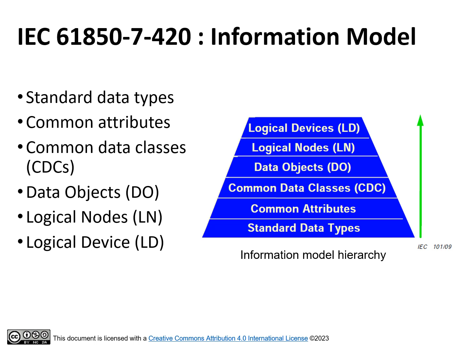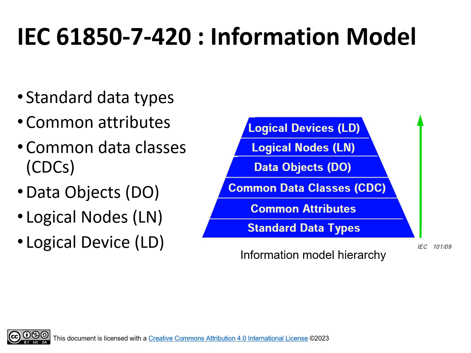Data information models provide standardized names and structures to the data that is exchanged among different devices and systems. The information model hierarchy from bottom up is described below. Number 1, the standard data types such as Boolean, integer, and floating point. Number 2, common attributes, attributes that can be reused by different objects, such as the quality attribute.